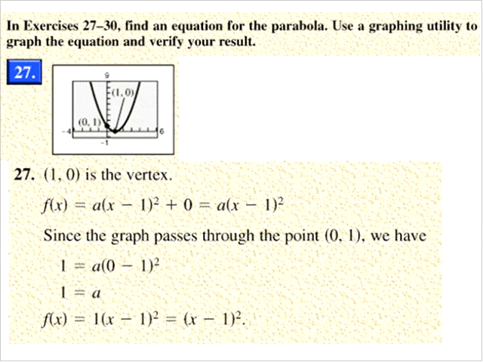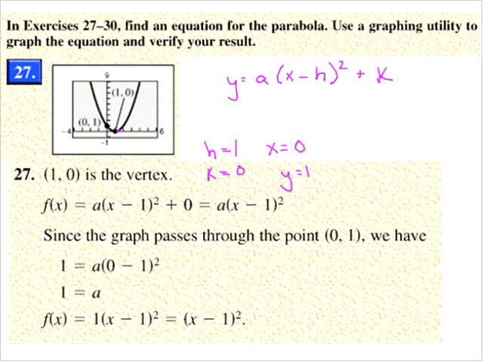All right, next find an equation for the parabola. So let's just start out with my generic equation. Remember, h comma k is your vertex. So my vertex is 1, 0. So h equals 1 and k equals 0. So I can plug that in right away. And then I also have a point on my graph. And the point is x equals 0, y equals 1. So I can plug that in right away too.